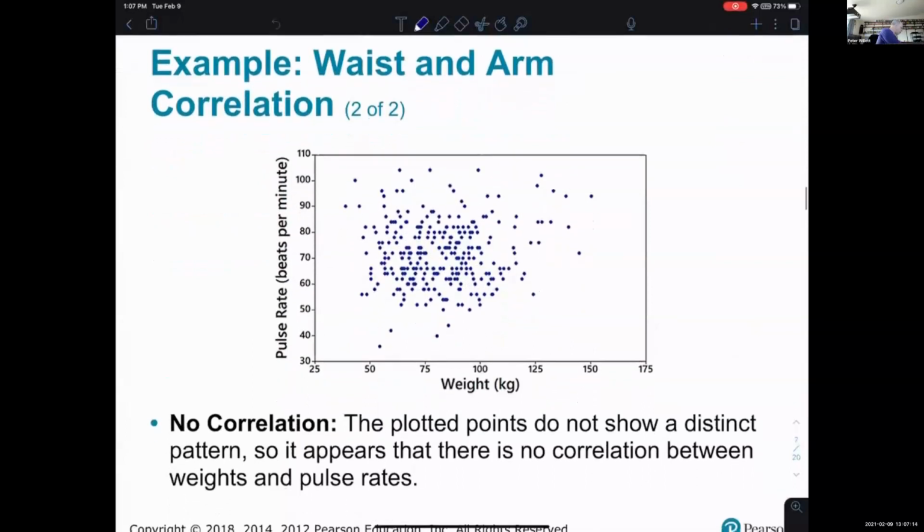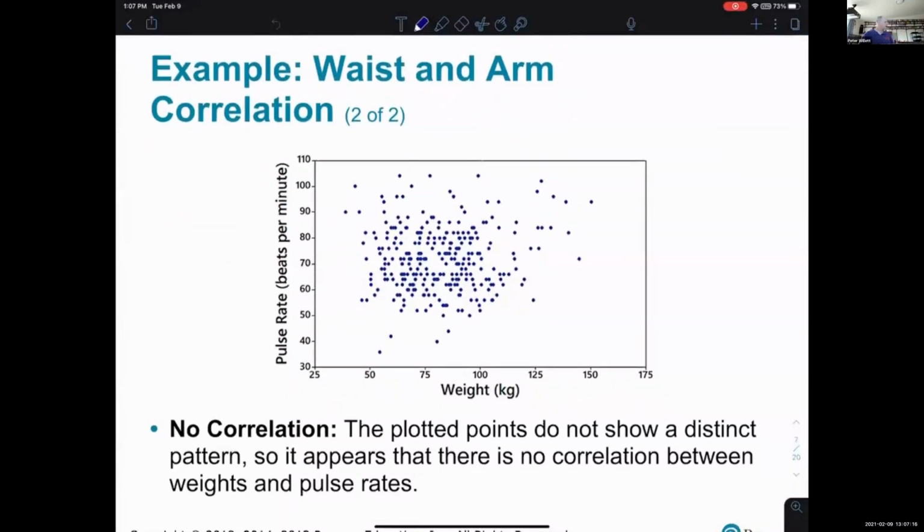So here's another slide. Before they did waist and arm measurements, but now they're doing weight and pulse rate, meaning how many times your heart beats per minute. These are actual data values, and I believe they're from data sets included in the textbook appendix and can be searched online. They've made a scatter point for each. They're suggesting from this picture that there doesn't really seem to be a correlation. The plotted points do not show a distinct pattern, so it appears there is no correlation between weights and pulse rates.